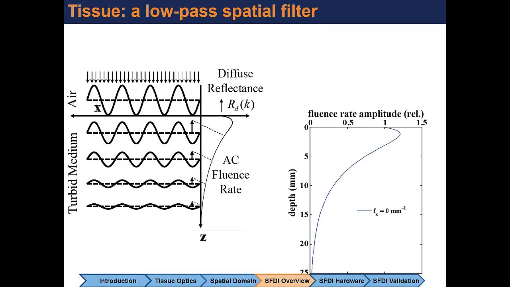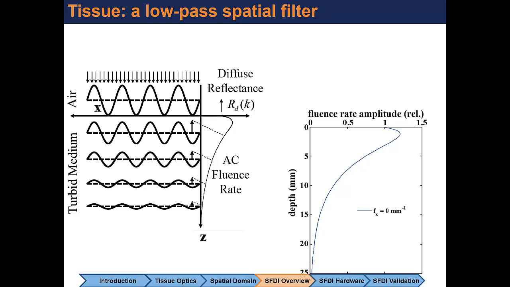So the fundamental principle that SFDI operates on is that tissue is a low-pass spatial filter. Tissue is blurry, and we saw how it got blurry by putting a point and seeing it blur in space. This is similar. If you shine a wave with some structure to it, that structured wave will propagate in Z into the tissue, and the amplitude of the structure will decrease over depth. That's because photons are constantly scattering back and forth laterally and basically removing the contrast from this wave, so that by the time it gets deep, everything's kind of averaged out.